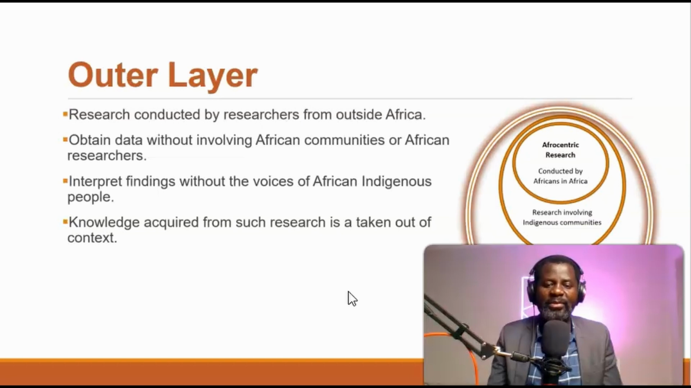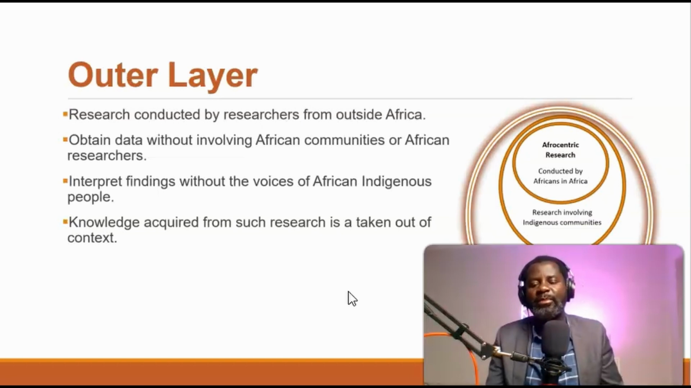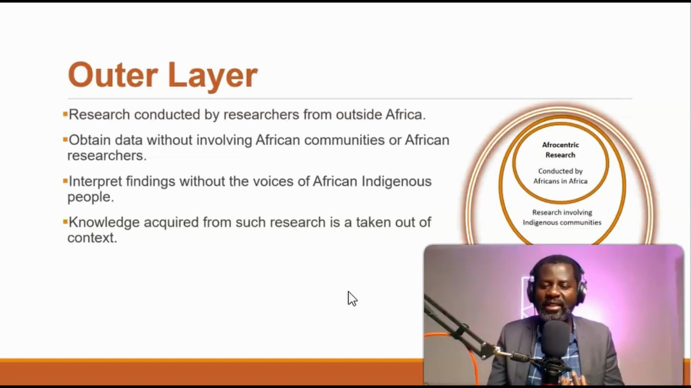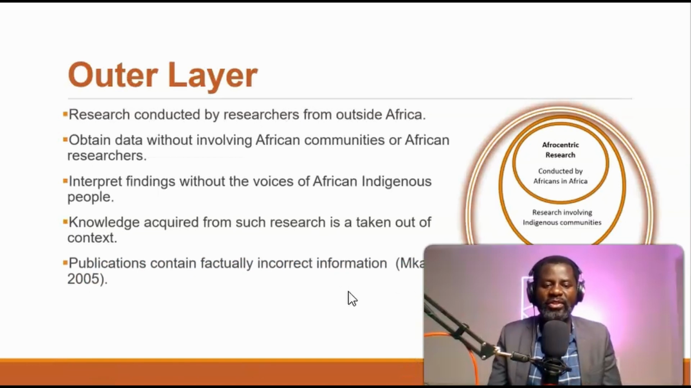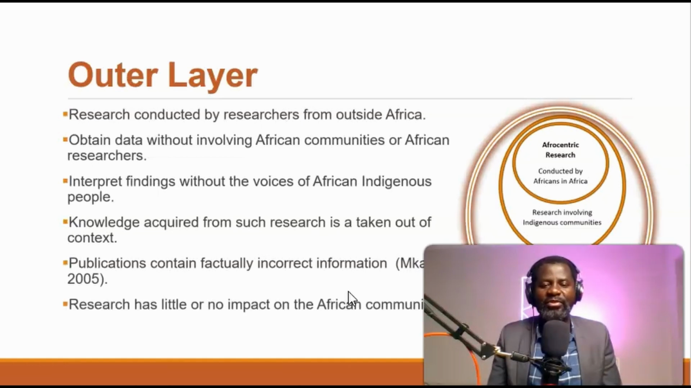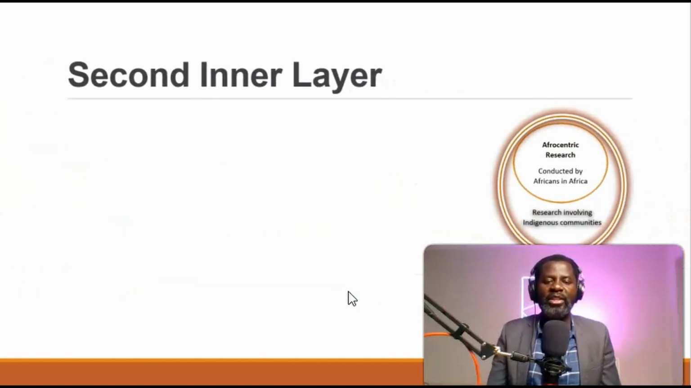Knowledge acquired from such research is taken out of context because there is no insider voice added to that research. And publications that are made from such research contain factually incorrect information. This kind of research has got little or actually no impact on the African communities themselves. Why? Because it does not involve them as people who are being researched.